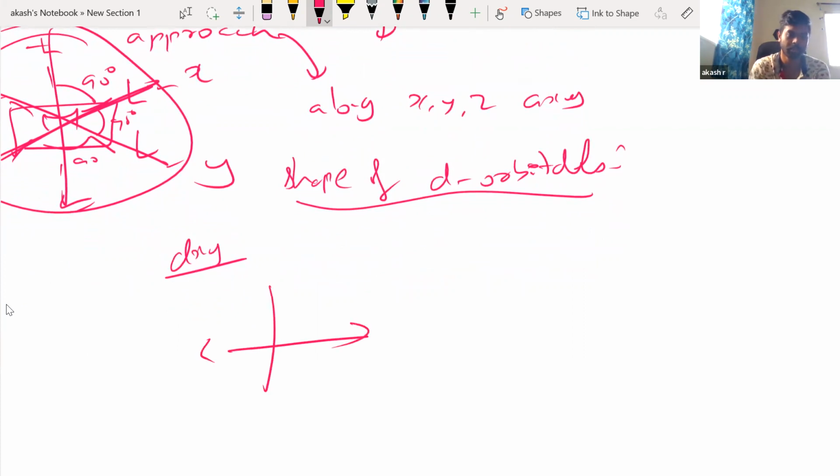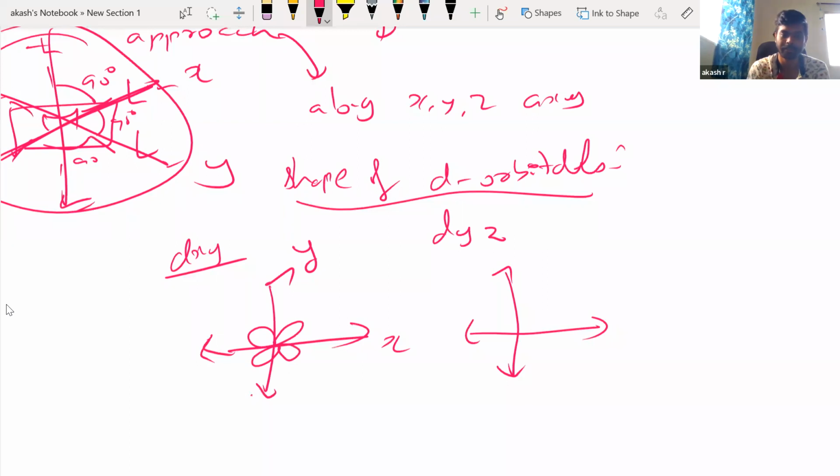Say this is your y-axis, this is your x-axis, assuming. So I know the shape is going to be like this. The shape is going to be like this. Okay, right. Now in the case of dyz, what is going to happen?